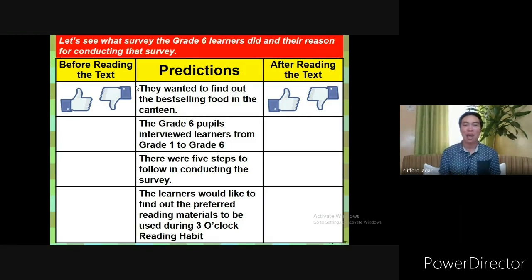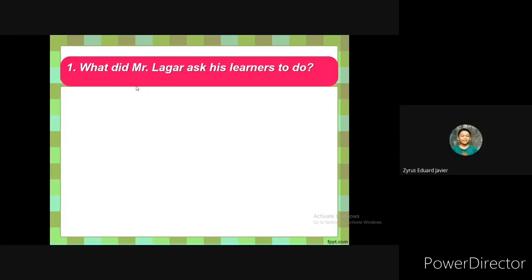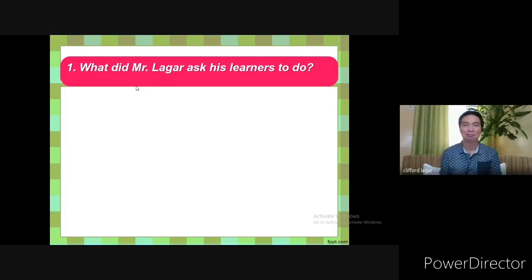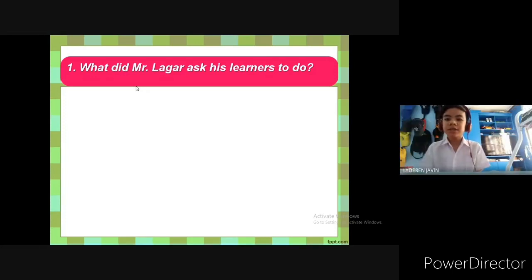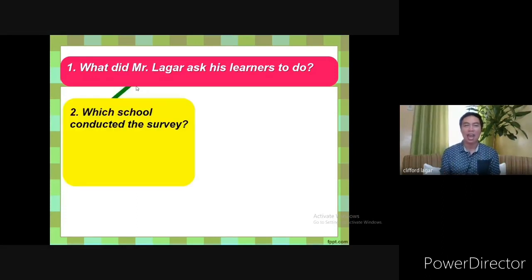Now, let's move on with our comprehension questions. And the first question is this. What did Mr. Lagar ask his learners to do? Okay, Lay, continue. Mr. Lagar asked the grade 6 students to complete their performance tasks as learner researchers. Very good. So Mr. Lagar asked his learners to be researchers for a day by conducting a survey as their performance task. Very good.